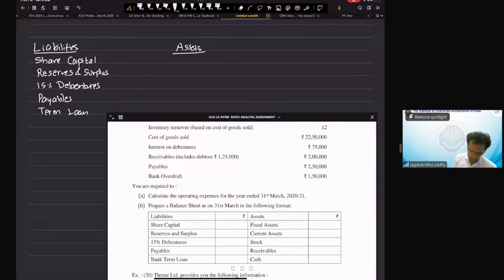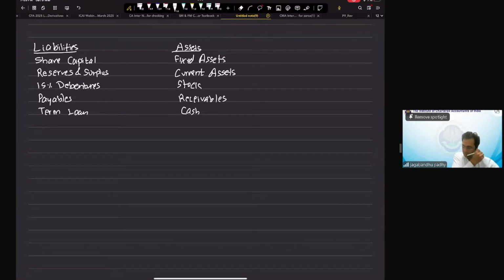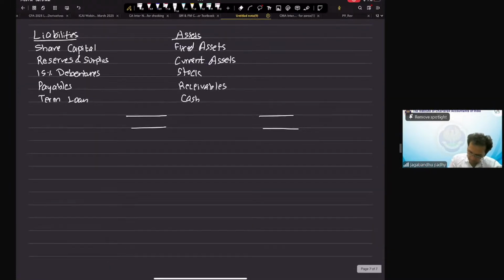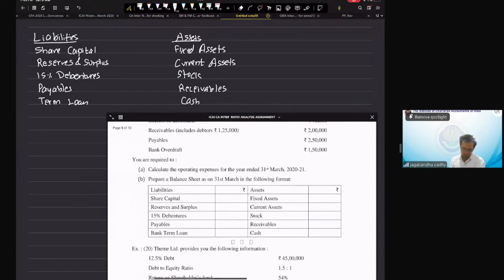Then on the assets side, we have fixed assets, current assets. Then we have the stock, receivables, and cash. That is going to definitely tally. Okay, prepare a balance sheet.